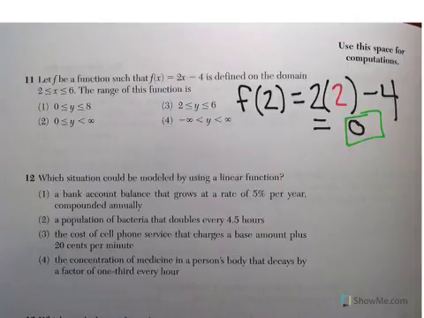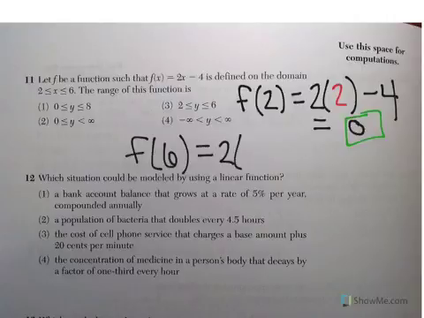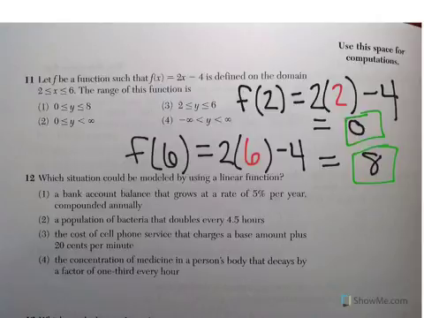So now let's try to find the other y value when x is 6. To do that, I plug 6 in for x, so f of 6 equals 2 times 6 minus 4, and that will give me 12 minus 4, which is 8, and here's my other y value. So the range goes from 0 to 8, and that is choice 1.